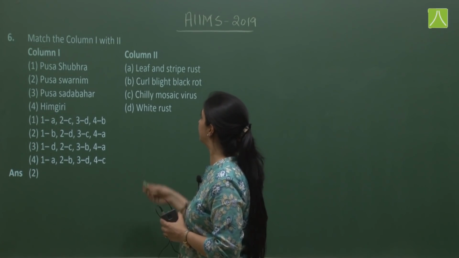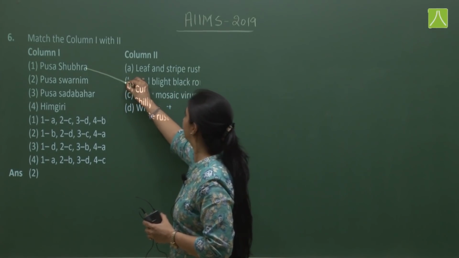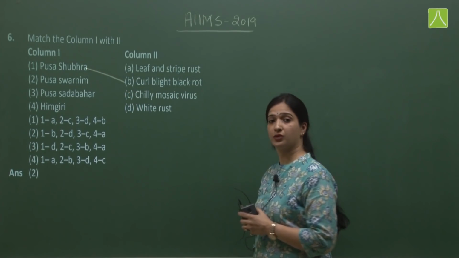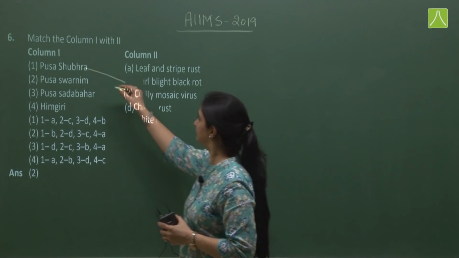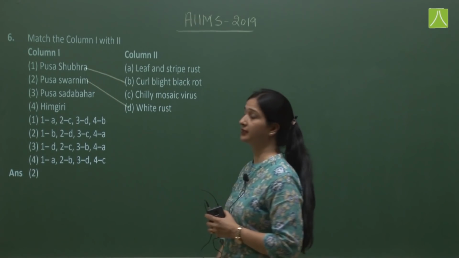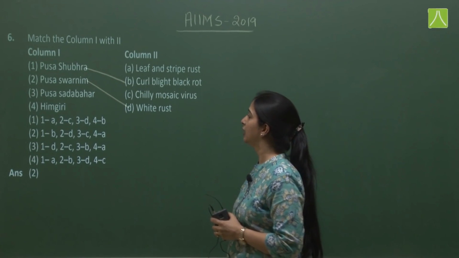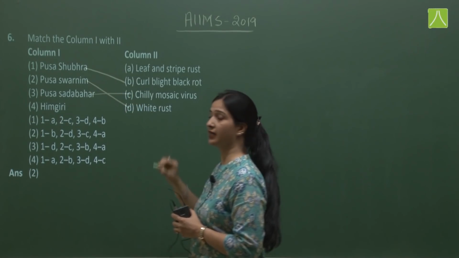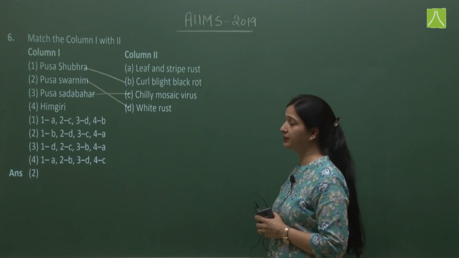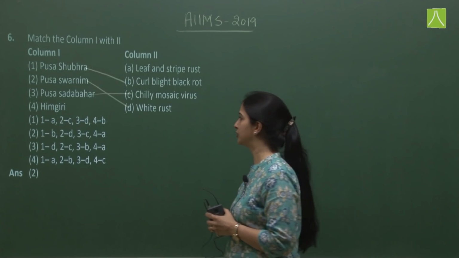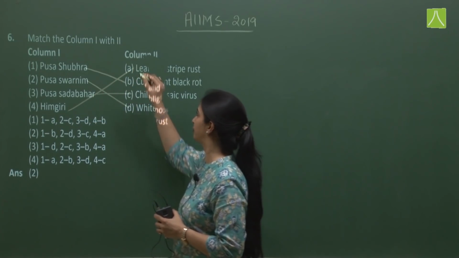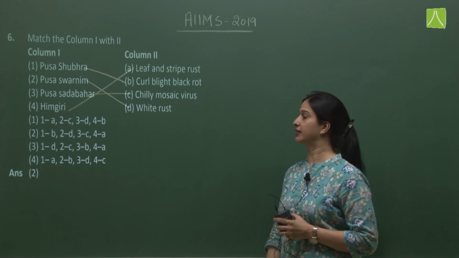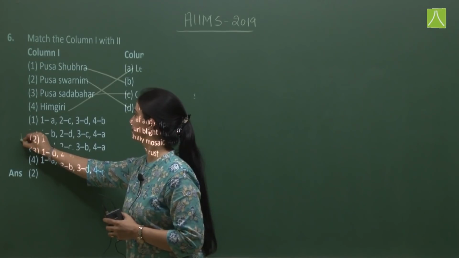Pusa shubra, basically it is the variety of cauliflower. Pusa swarnim, if we talk about, this is a variety of mustard which is resistant to white rust of crucifers. Pusa sadabaha, this is the variety of chili which is resistant to chili mosaic virus. And fourth, himgiri, this is the variety of wheat which is resistant to leaf and stripe rust. So according to this, the correct option will be second.